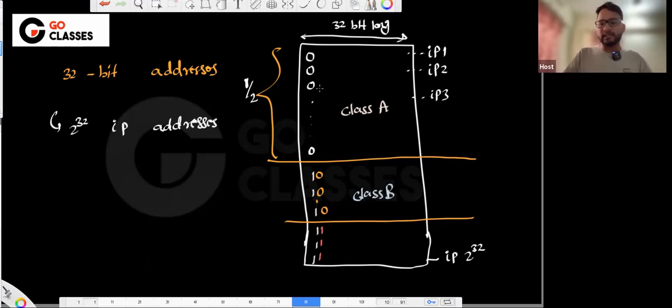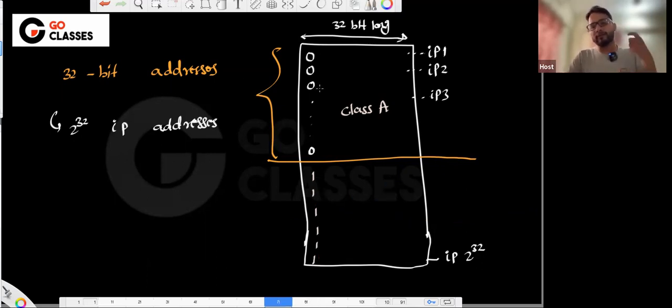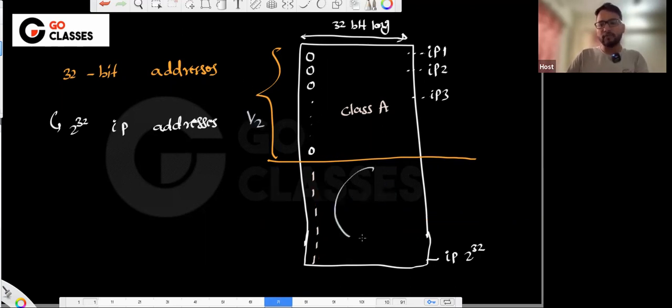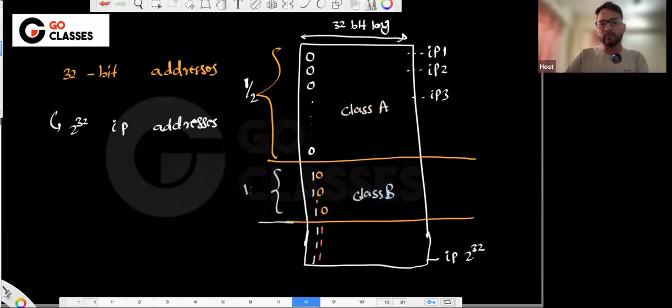See how I'm doing this: I'm dividing first into this half, and then this other half I'm dividing again into 2 parts. Now can you tell me how much portion class B is consuming? It is consuming 1 by 4, right? Because I divided half here, and this other half I have divided into 2 parts. So this is consuming 1 by 4th portion, and the other part is again 1 by 4. Now I have again divided this 1 by 4 part into 2 other parts.